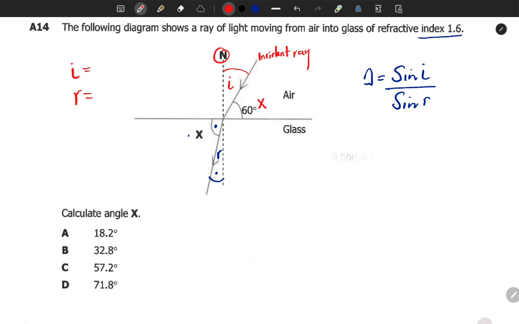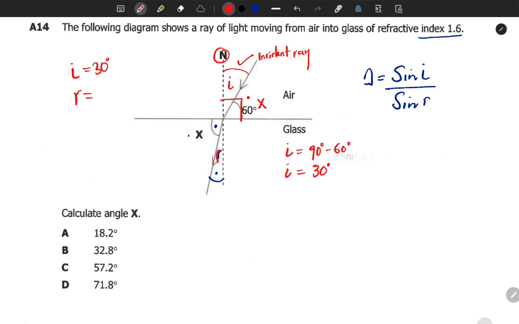But we know that as long as we're dealing with a normal and this surface here, they make a 90-degree angle. So if this one is 60, what can be this one? That means to get this angle here, I, it will be 90 degrees minus 60 degrees. So in this case, I is just 30 degrees. So this is the angle that we need, not this one. This one is just helping you to get the incident angle.